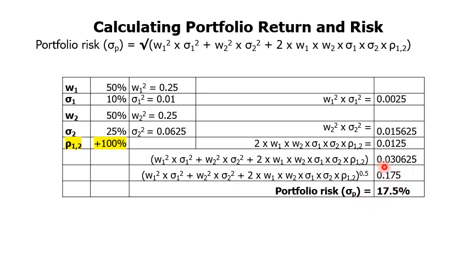We take a square root of 0.030625, we get 0.175. Therefore, the portfolio risk for a portfolio where there are two equally weighted securities with standard deviations of 10% and 25%, and the correlation coefficient between the securities is +1, basically, they are perfectly positively correlated securities, the portfolio risk comes to 17.5%.